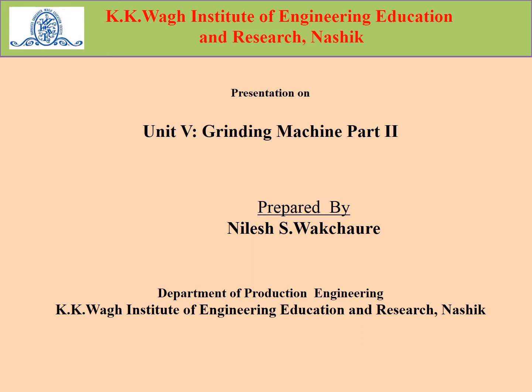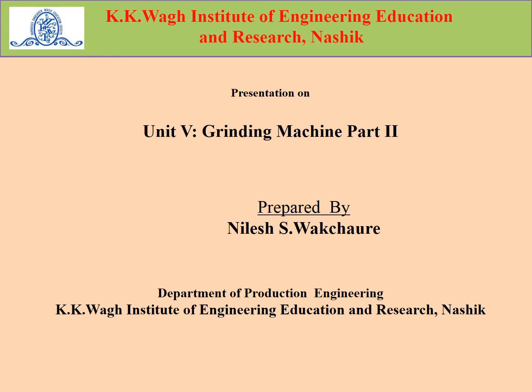So, in the last lecture we discussed the structure and the elements of the grinding wheel, how the grinding wheel gets constructed, and what the different elements of the grinding wheel are. In that lecture we also discussed what the grain and the grit are, which is the main component responsible for the removal of the material.